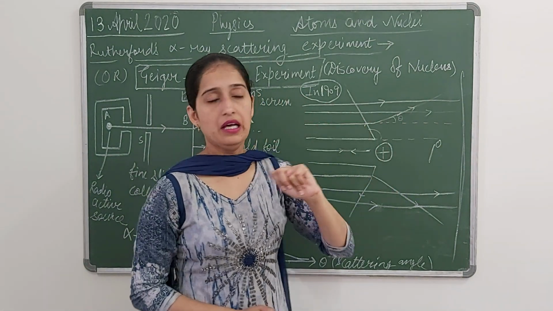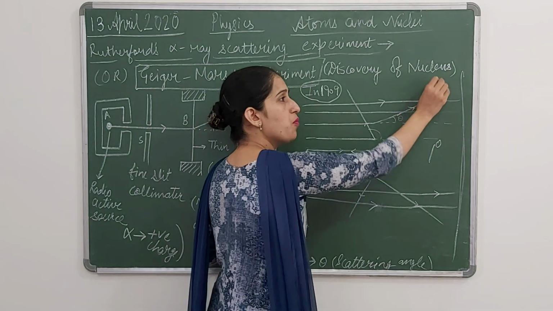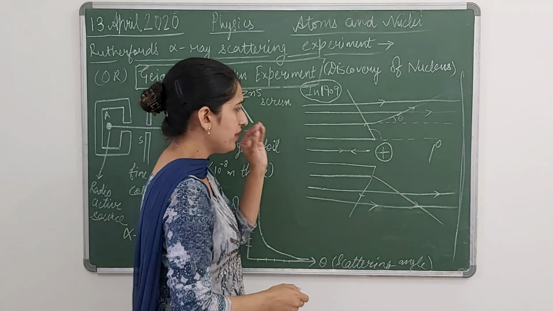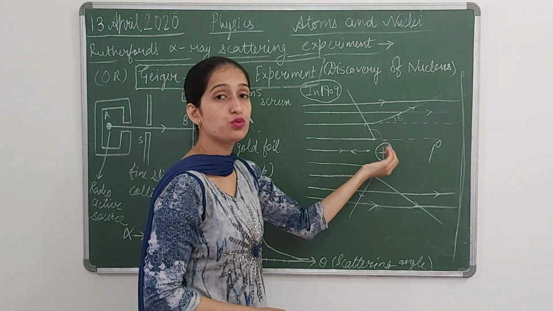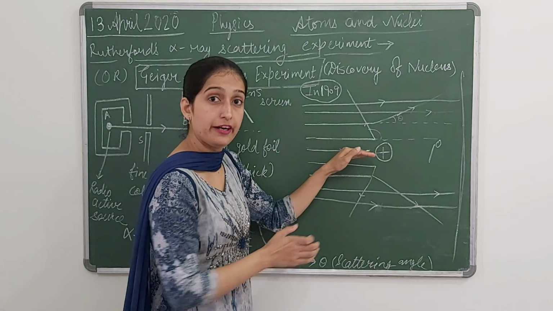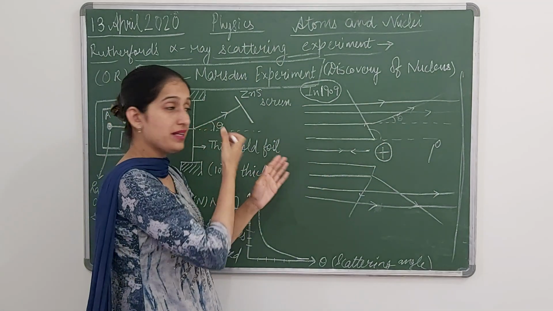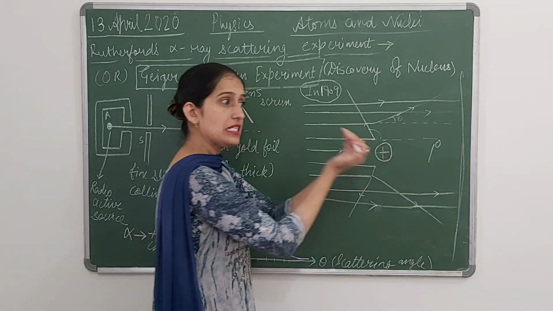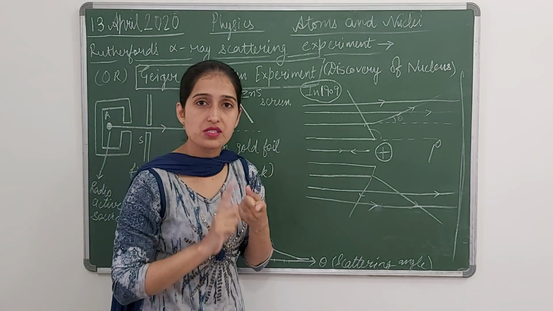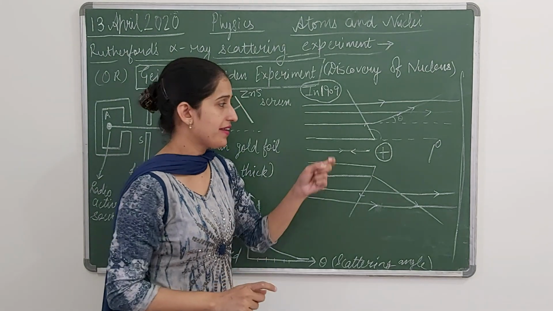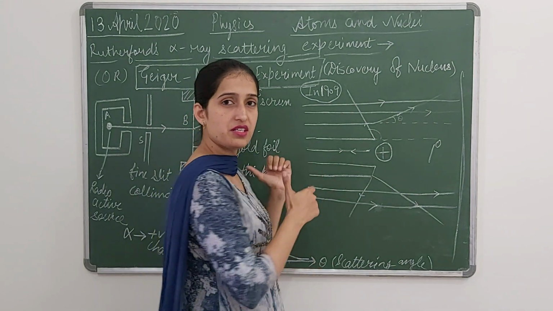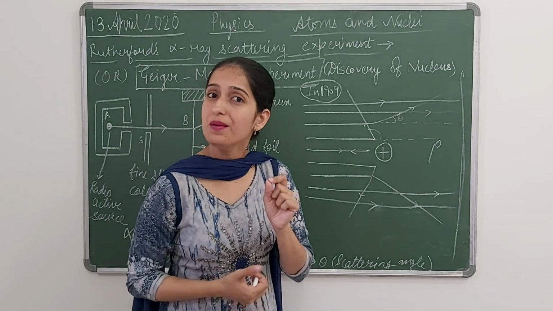Second point, some are deviating through small angle. Few are deviating through large angle and very few are deviating through 180 degrees. If a positive charge was going straight and it is retracing its path, returning, taking a U-turn, how is it possible? It is possible only when it gets repulsion from someone. And a positive charge gets repulsed by only a positive charge.